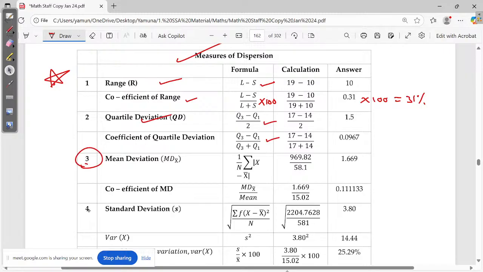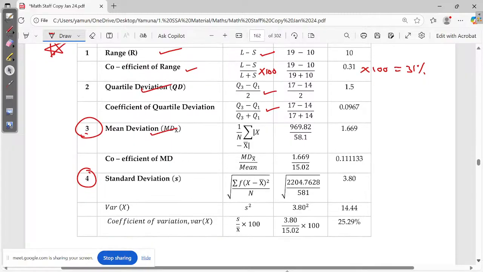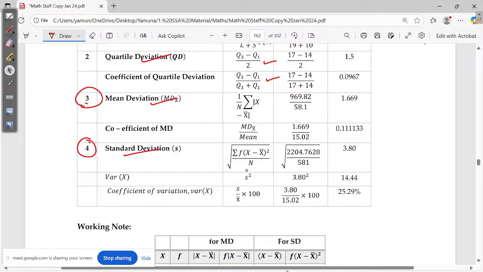Only thing you have to work out is mean deviation and standard deviation. For mean deviation, usually we will go for mean deviation about mean only, if nothing else is better. So we work out only for mean. We need not work out for median or mode. Most of the time the question will be given directly. And standard deviation, the same formula. Variance, S square, coefficient of variance, S divided by X bar into 100.